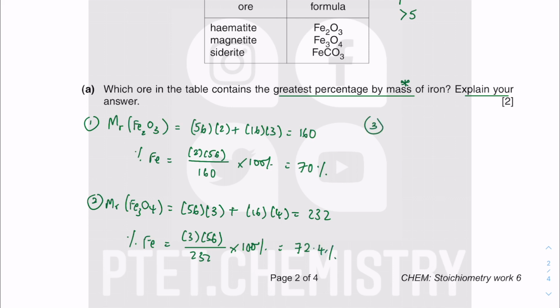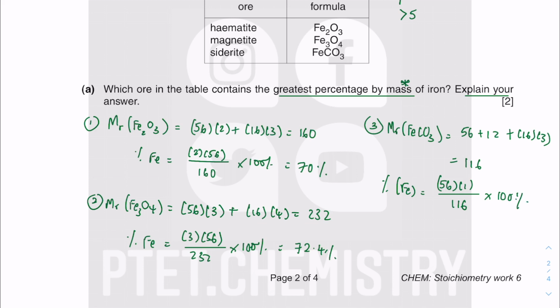And last but not least, if I do it for the siderite, which is iron(II) carbonate, the MR of FeCO3, because it's Fe2+ and CO3 2-, is 56 plus 12 times 1 plus 16 times 3. There's 1 iron, there's 1 carbon, there's 3 oxygen, so they give me 116. So the percentage of iron, of which there's only 1, is 56 times 1 out of the 116, and then multiply by 100%. That would tell us the percentage composition of iron by mass.